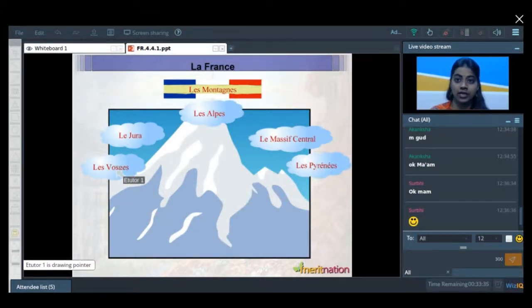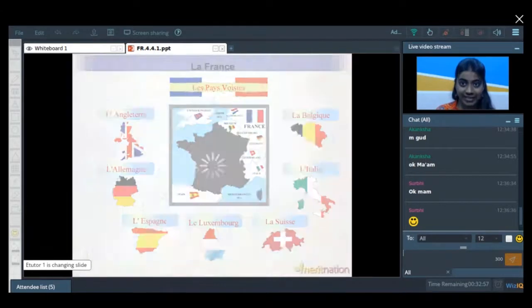I repeat: Les Vosges, Le Jura, Les Alpes, Le Massif Central, Les Pyrénées. So please do learn these names of mountains. They will definitely come in your exam, in your essay one, culture and civilization. And don't forget to put the accents in Pyrénées. These are the mountains.